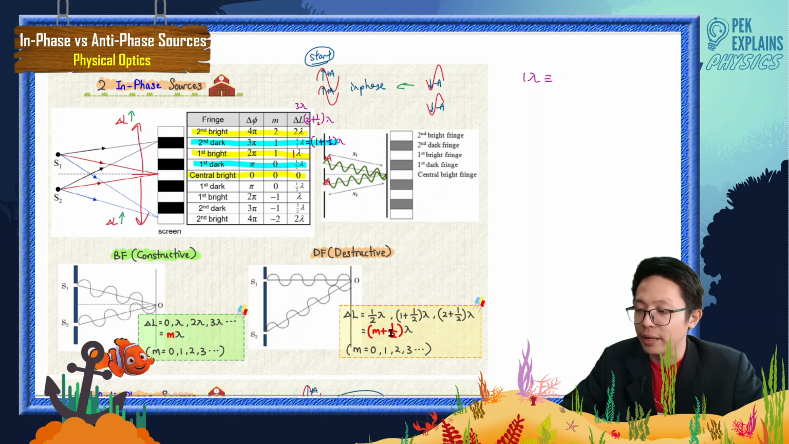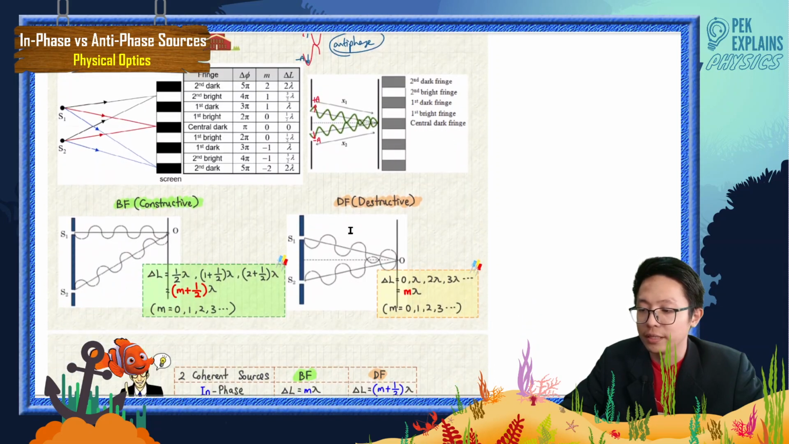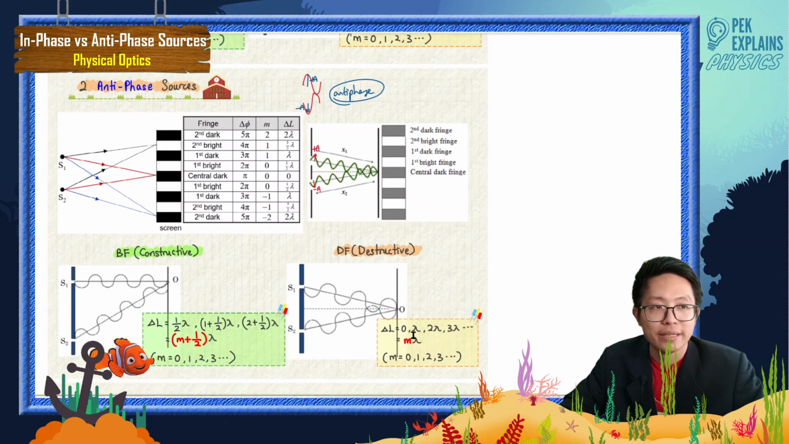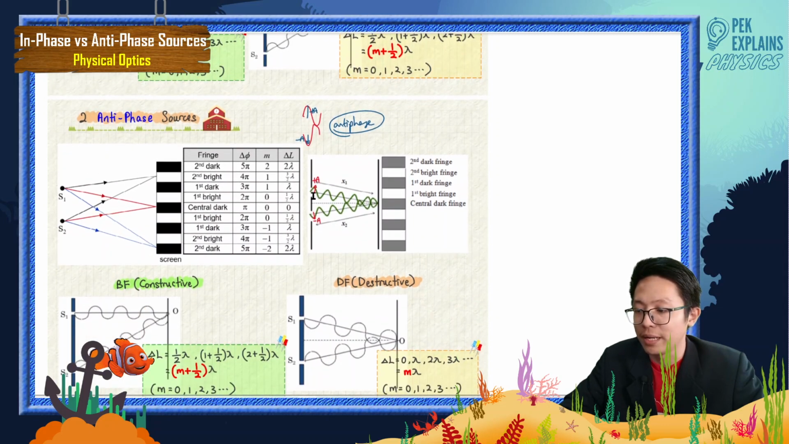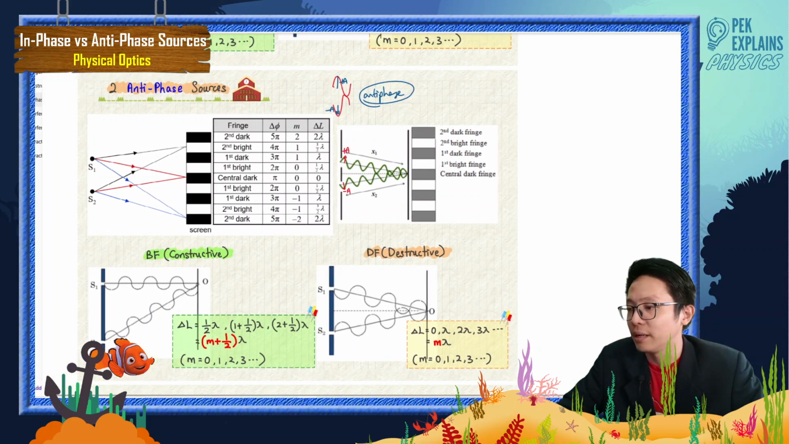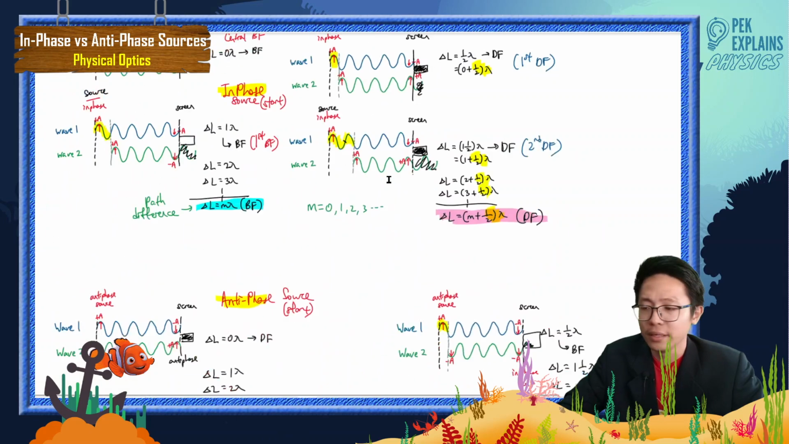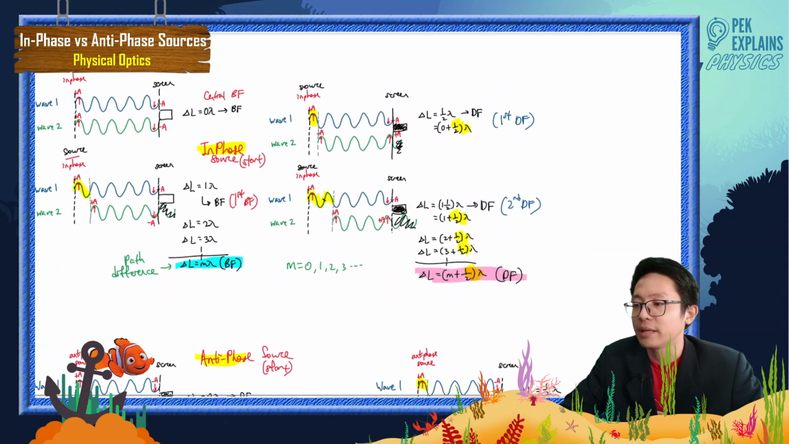Now for the antiphase, the dark fringe uses m lambda. Antiphase, the dark fringe uses m lambda, and the m plus half lambda now belongs to the bright fringe. Yeah, we already explained about this path difference before. Okay, we already compared. You see that?